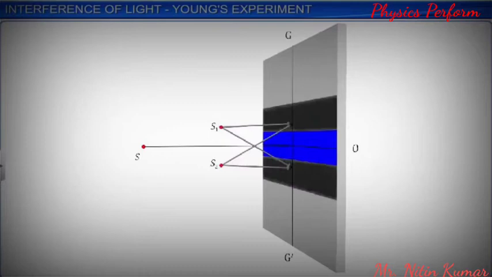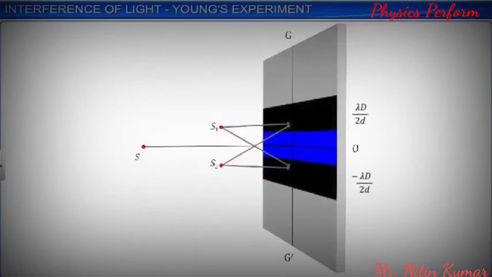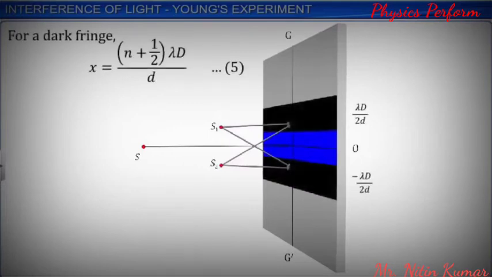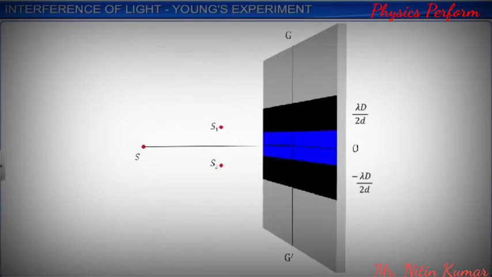If n is taken as 0 in equation 5, we get the value of x equal to λD by 2d. Likewise, we will have alternate dark and bright fringes on either side of the central bright fringe.